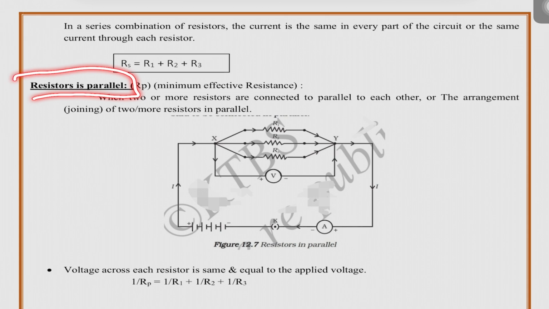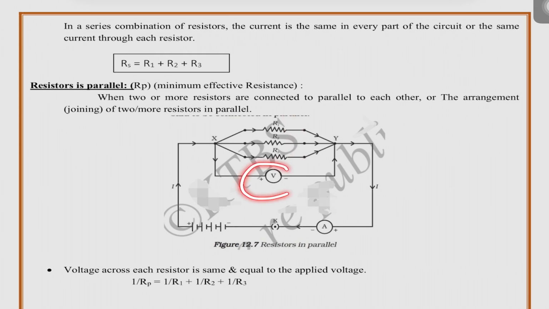The effective resistance to be calculated when the resistors are connected in parallel. It can be observed here that the three resistors are connected in parallel. This is parallel combination. The effective resistance in parallel combination will be the least, that is the minimum resistance value we are going to get. So the effective resistance is highest in series, and it is least or minimum when they are connected in parallel.